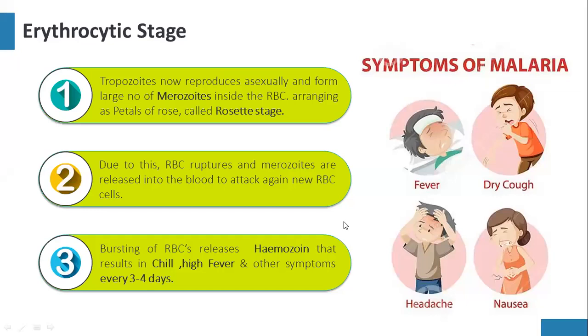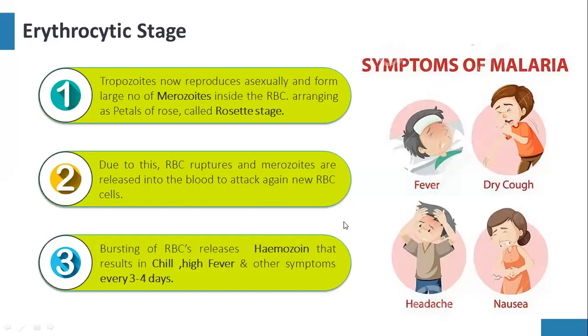I repeat it again. What happens? A female Anopheles mosquito, which has sporozoites in its salivary glands, attacks a normal human being and bites them, and the sporozoites are added to the blood of the human being. These sporozoites move via the blood into the liver. In the liver, these sporozoites divide by multiple fission and become cryptozoites. Cryptozoites kill the liver cells and are released into the blood.